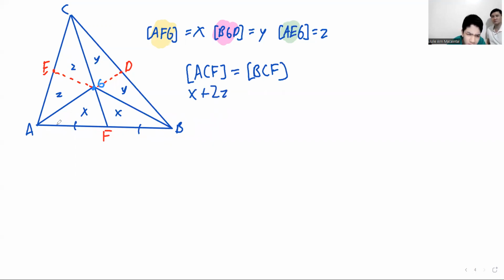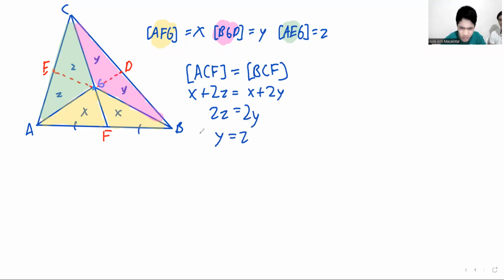Let's wait. Maybe. 2z is equal to x plus y. Then, therefore, 2z is equal to 2y. Therefore, y is equal to z. Okay, so now we just proved this.